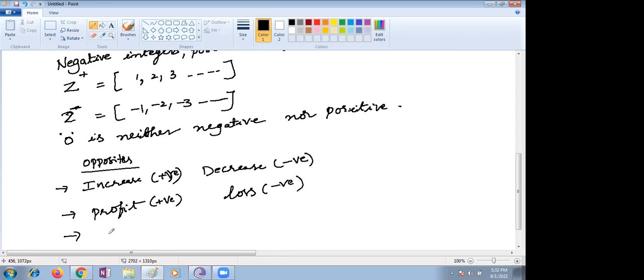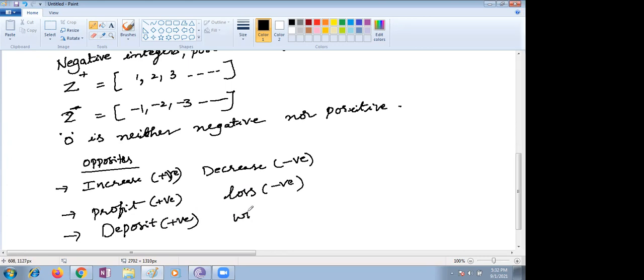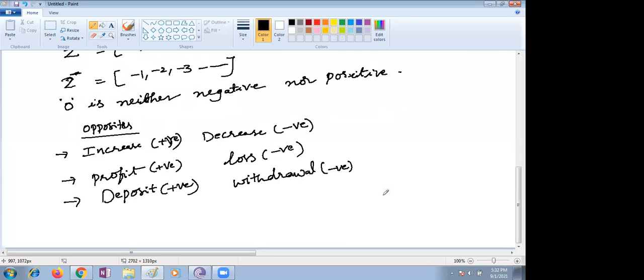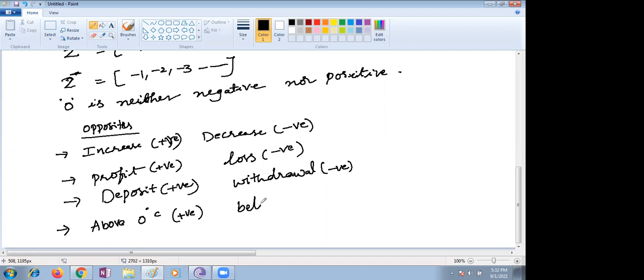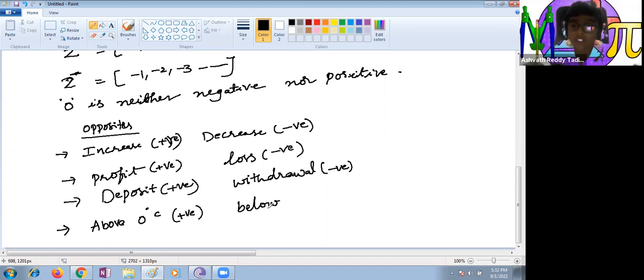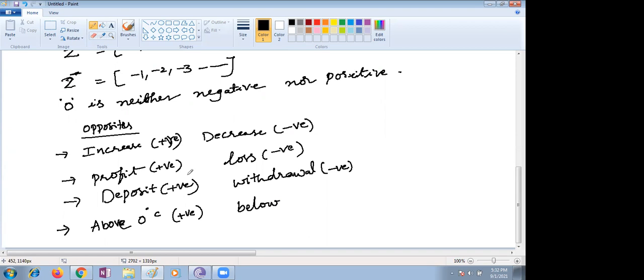And deposit. What is opposite to deposit? Withdrawal. We are considering withdrawal as negative. And there are some other situations, children. Above 0 degrees Celsius we consider as positive. Below 0 we consider as negative. I'm giving the short form: positive and negative. In the bracket you can write it as a positive.